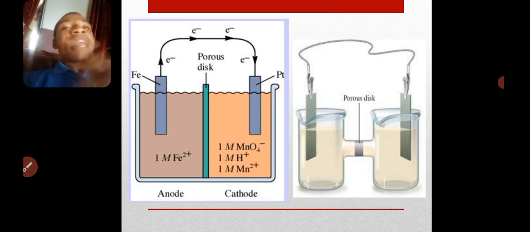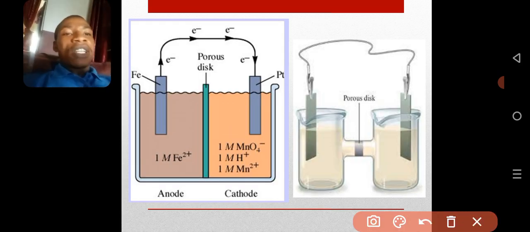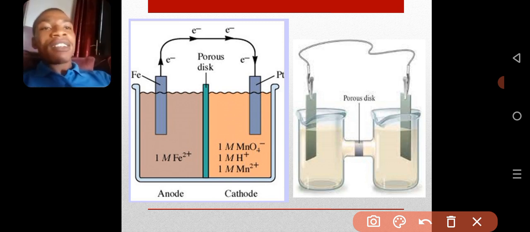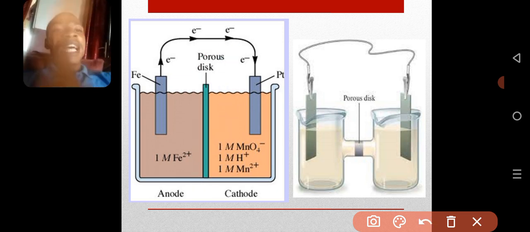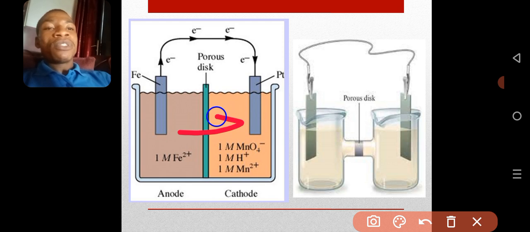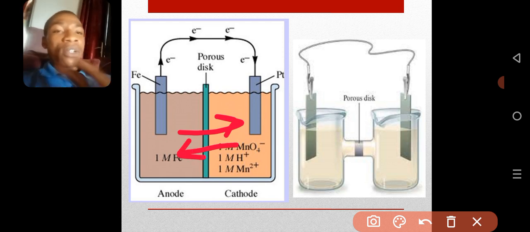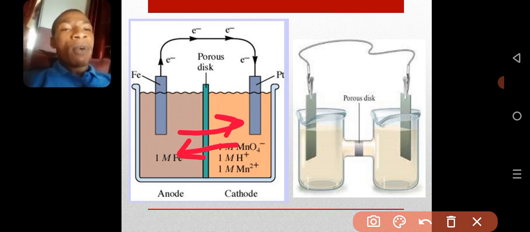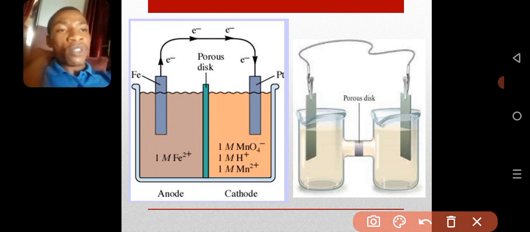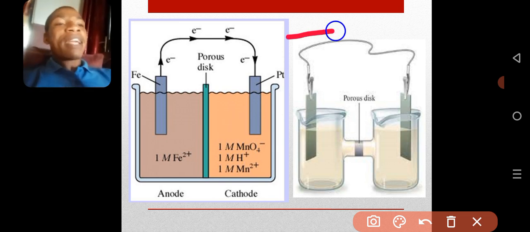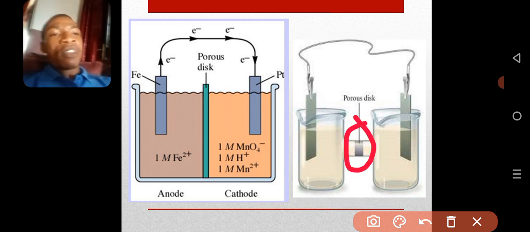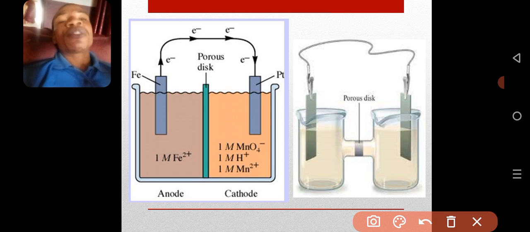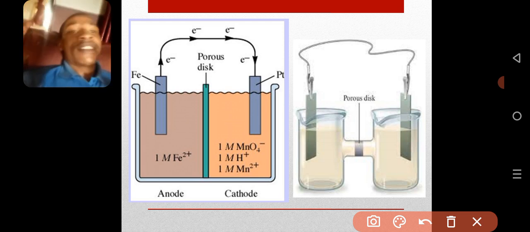So if you don't want to use a salt bridge, you can use a porous partition or a porous disc. Can you see now? This is an example of porous disc. It can allow ions to transfer from anode to cathode and cathode to anode, but will prevent mixing of the solution. This is another way you can render the electrochemical cell. So apart from your salt bridge, you can also use the porous disc.